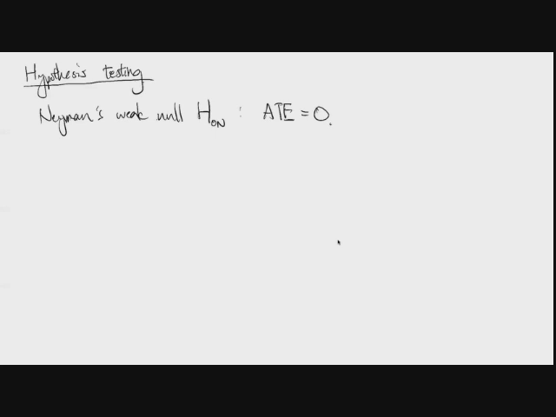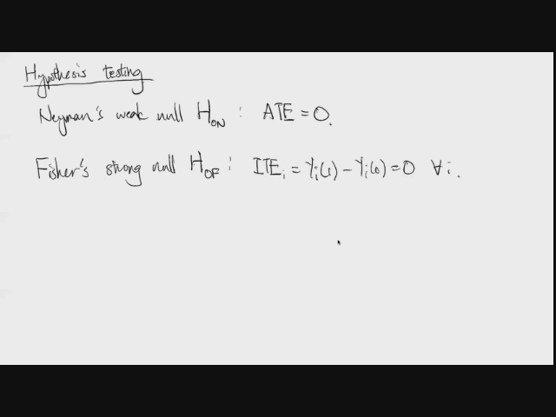All right, and then there's another null hypothesis called Fisher's strong null hypothesis, and this is denoted by H0f. And what this hypothesis says is that the ITE, the individual treatment effect, for the ith unit, which is equal to yi1 minus yi0, is equal to 0 for all units i. Okay, so this is much stronger. So Neyman's null says that the treatment effect is 0 on average, and Fisher's null says that the treatment effect is equal to 0 for every single individual.